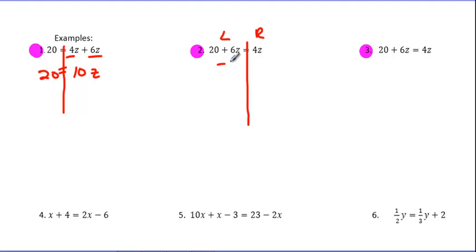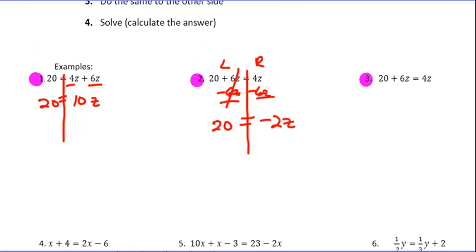Let's say I want to move the 6. I'm going to subtract 6z from both sides. Over here I get 20, positive and negative is 0. Over here, 4 minus 6 is negative 2. Notice the difference in the first step. We're going to write something above here that's going to help you remember this.